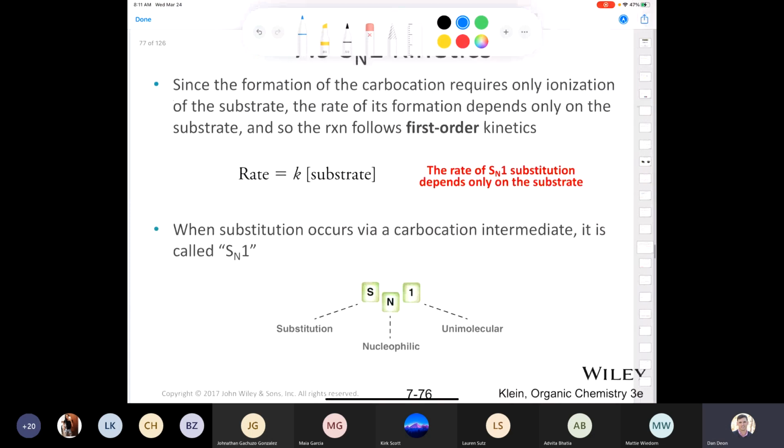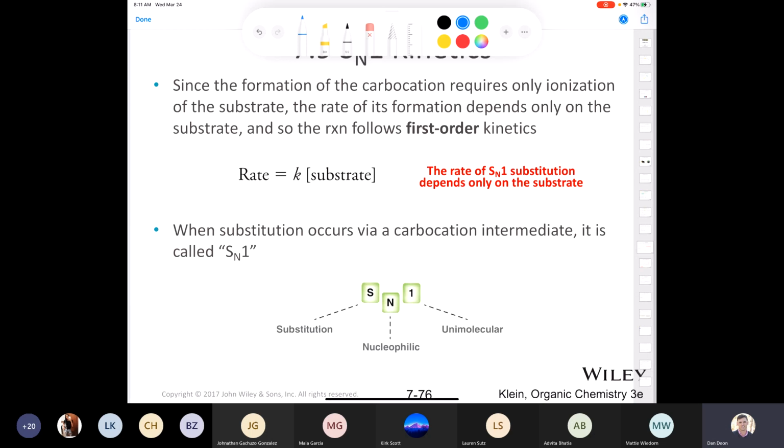Let's talk about those kinetics again. Now, I asked you some questions about kinetics of an SN2 reaction in the last lecture. We went over that a little bit. But since the formation of that carbocation only requires that ionization of the substrate only, right? It's got nothing to do with collisions between the substrate and the nucleophile, the solvent. Okay, it's got nothing to do with that at all.